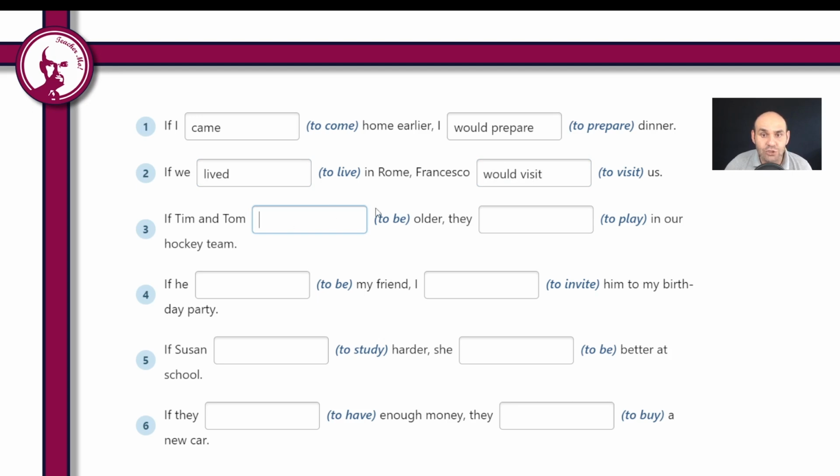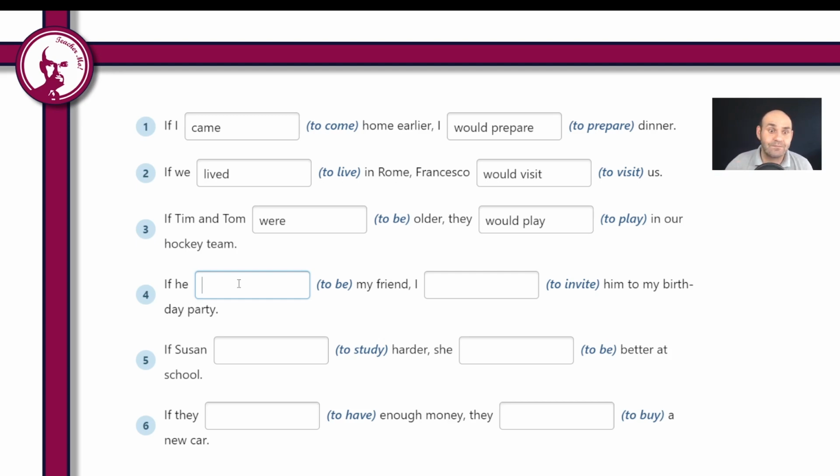If Tim and Tom, we want to use the correct form of the verb to be. Simple past. What are the past forms of the verb to be? Was, were. Which one should we use here? Were. If Tim and Tom were older, they would play in our hockey team.